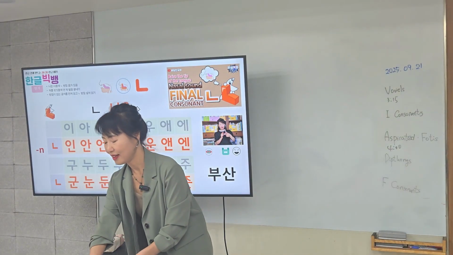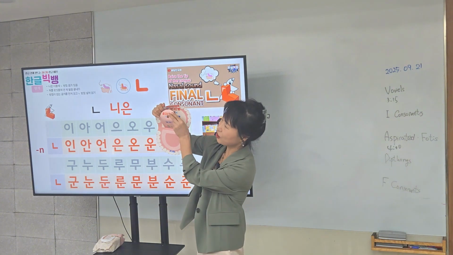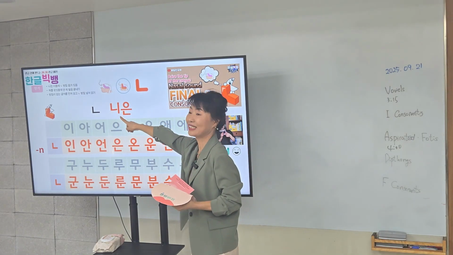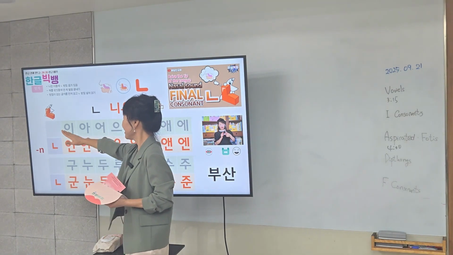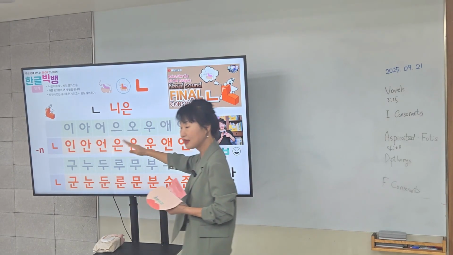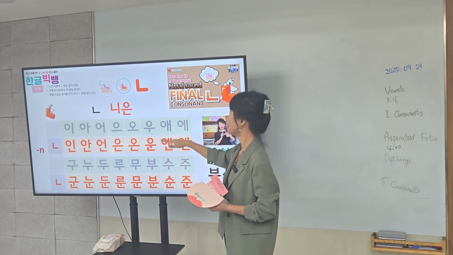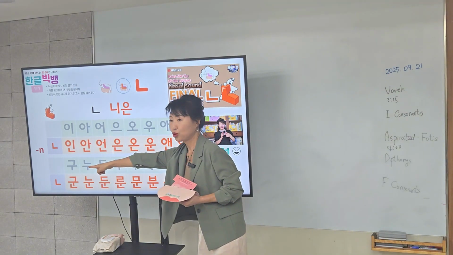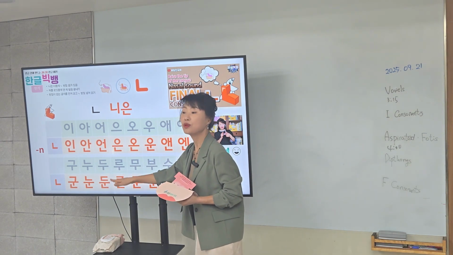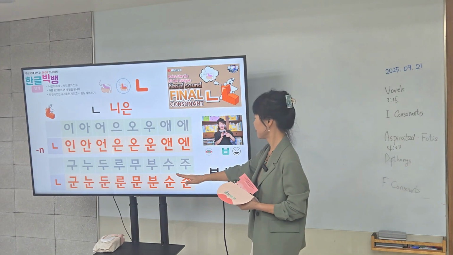And then as an initial consonant, it is n. For a final consonant, the tip of your tongue touches your upper gums. So, un. The letter's name is Niun. Okay, so i, in. Okay. Un. N. Okay. gu, nu, nun, du, run, mun, bun, sun, jun.